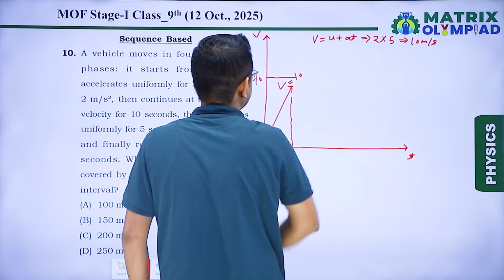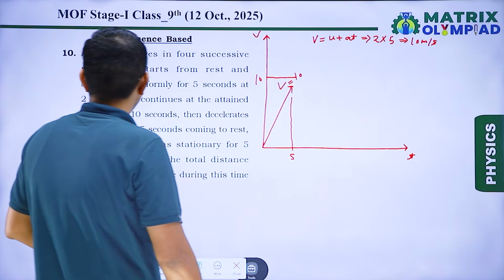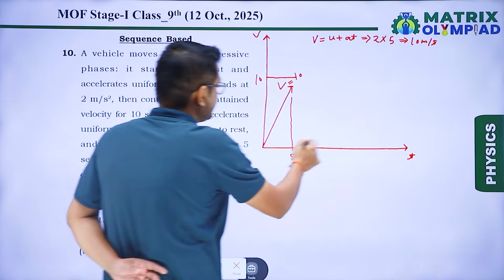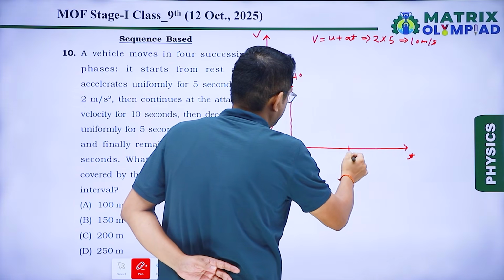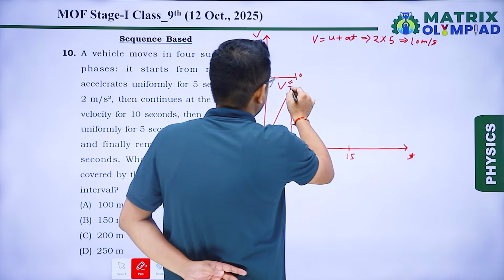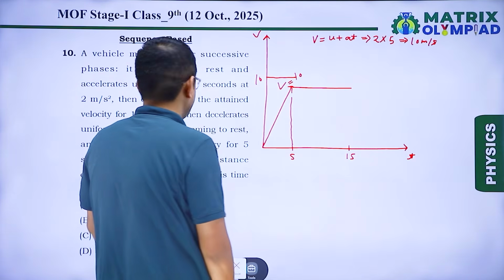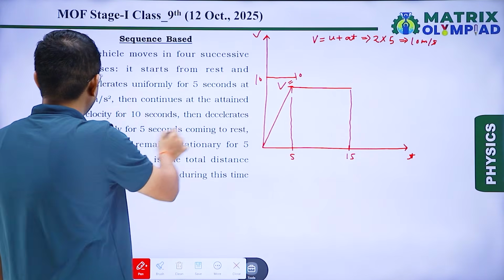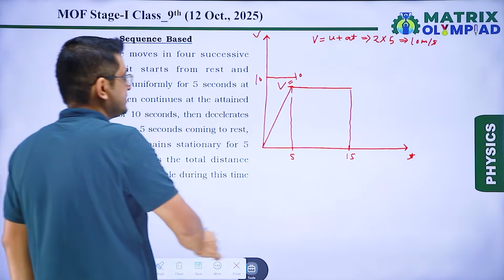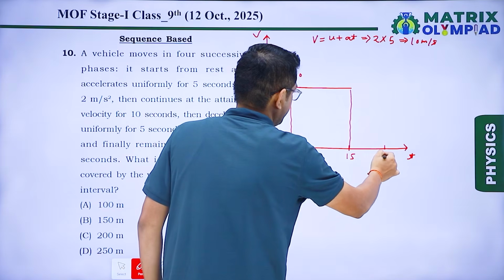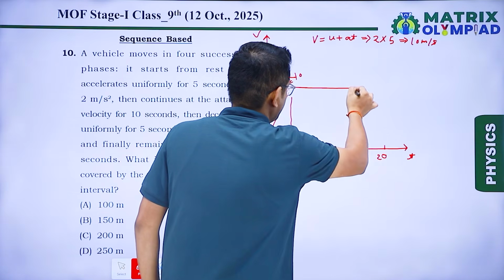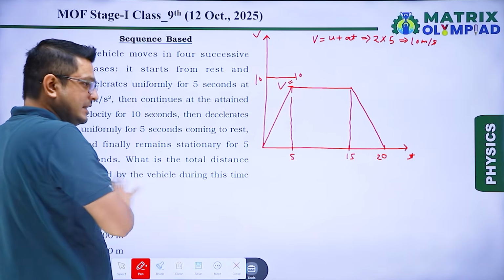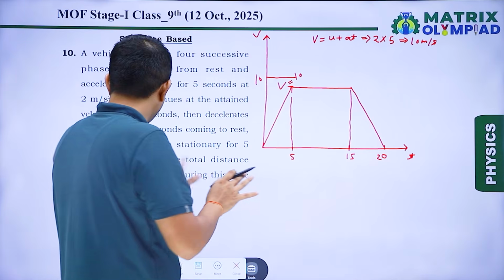Okay, we'll write 10. Then in the second phase, it continues at the attained velocity for 10 seconds. For the next 10 seconds, that means up to, let's say, 15 seconds, from 5 to 15 seconds, it was with constant velocity. Okay. Then in the third phase, it decelerates uniformly for 5 seconds, coming to rest. That means for the next 5 seconds, that means up to 20 seconds, it reaches rest, and remains stationary for 5 seconds. That means there is no motion in the last 5 seconds, so we will not include this part.